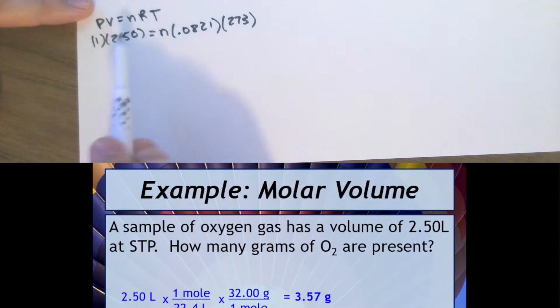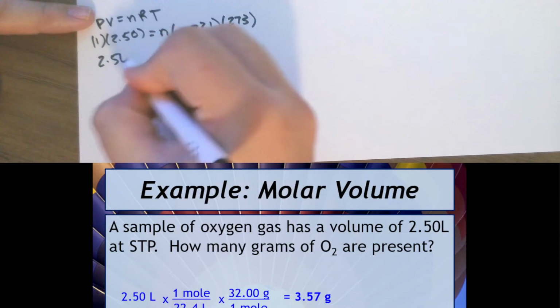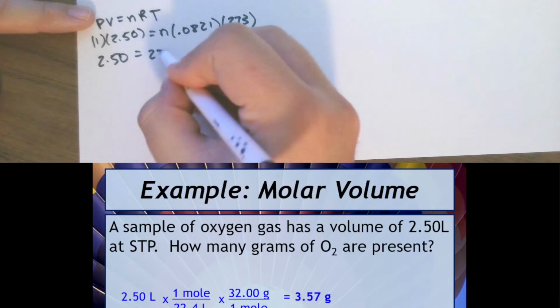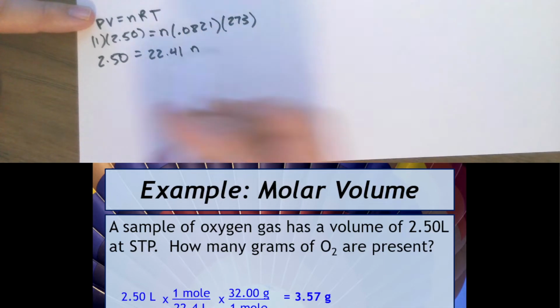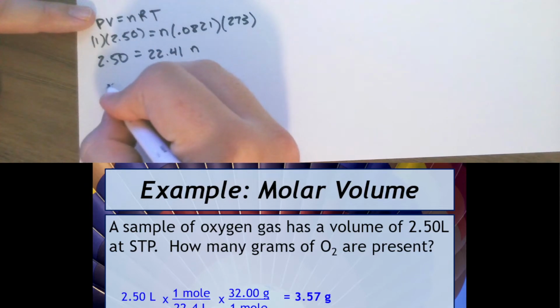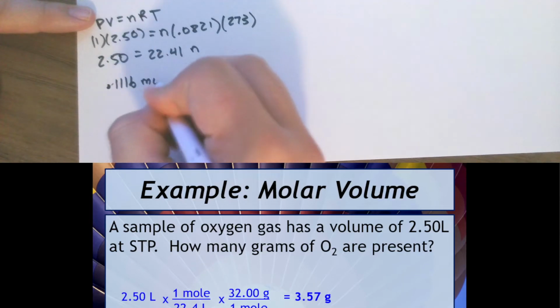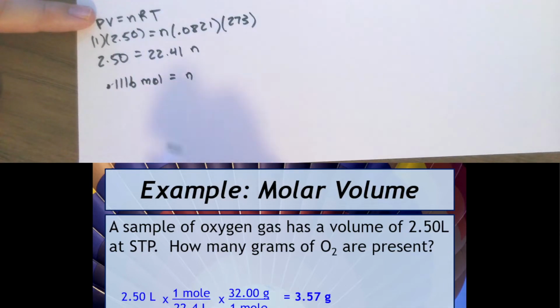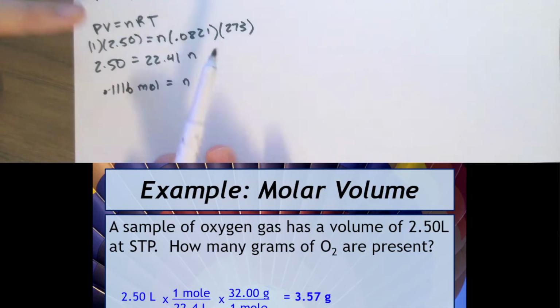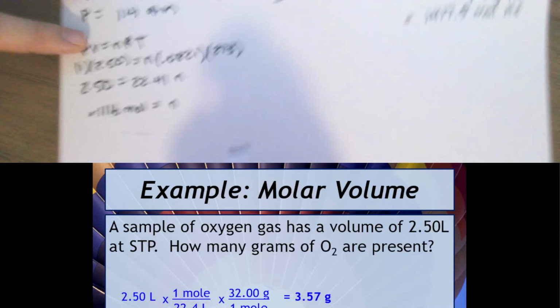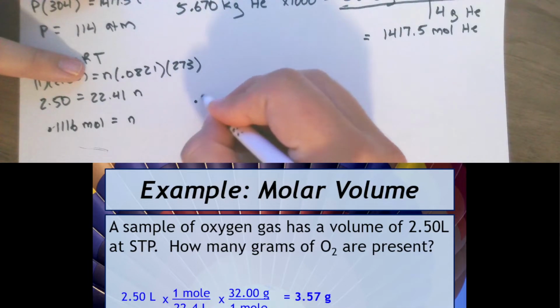I'm going to multiply the left, multiply the right, divide everything over. I have 2.5 on the left, 22.41 times n on the right. Divide both sides by 22.41. I get 0.1116 moles is n, but the problem wants grams of oxygen. I have moles of oxygen here, so I'm just going to do a little unit conversion.